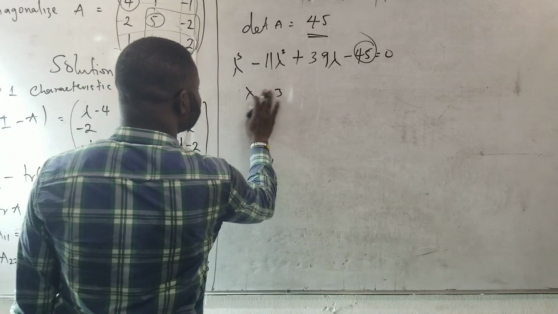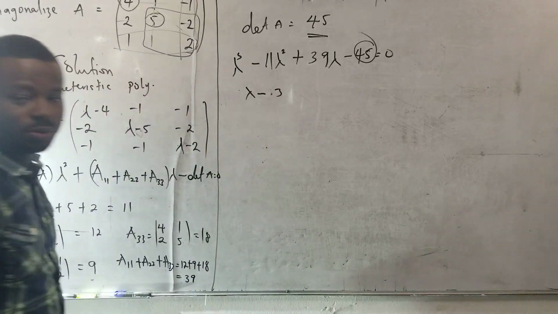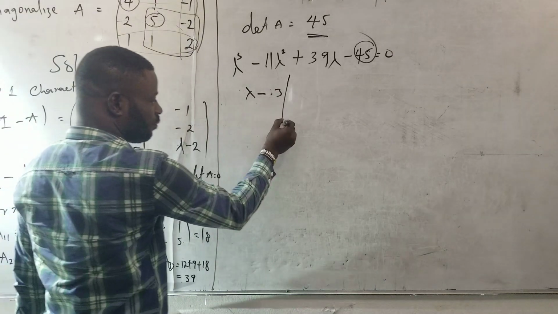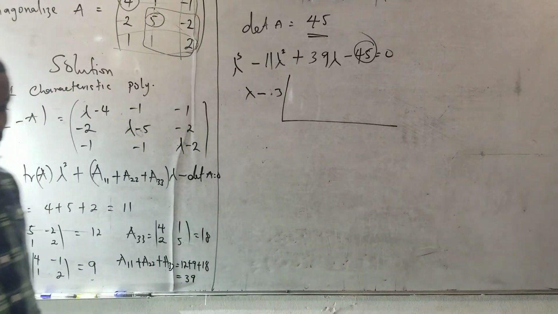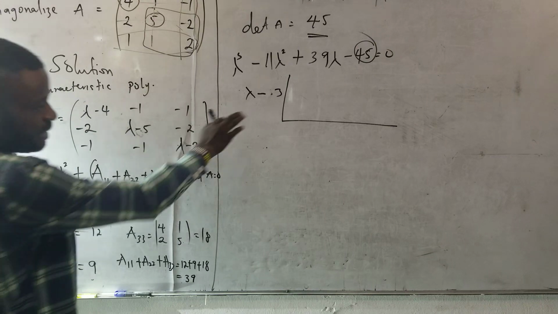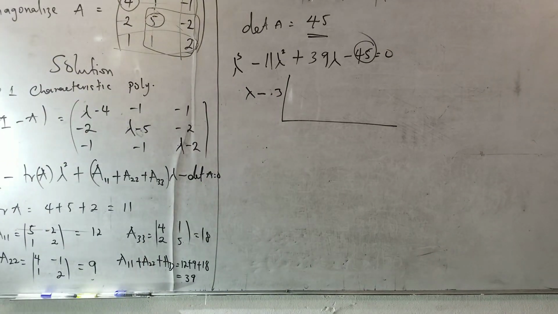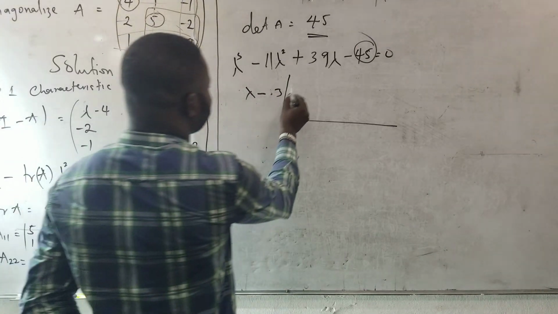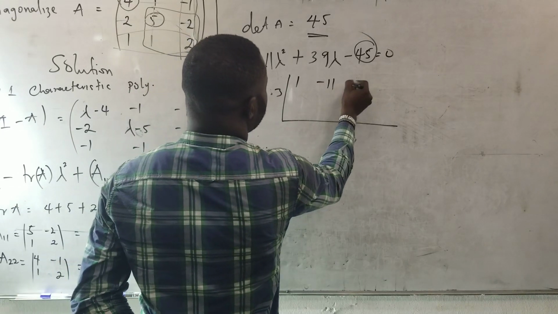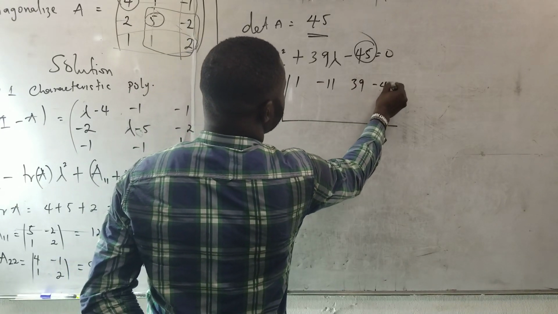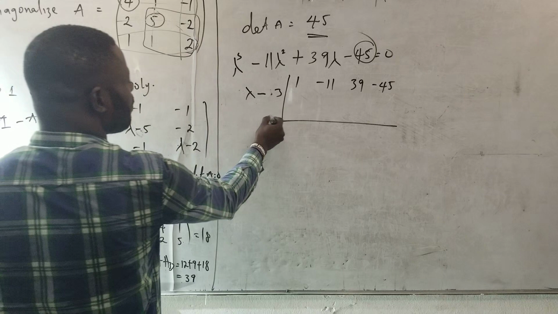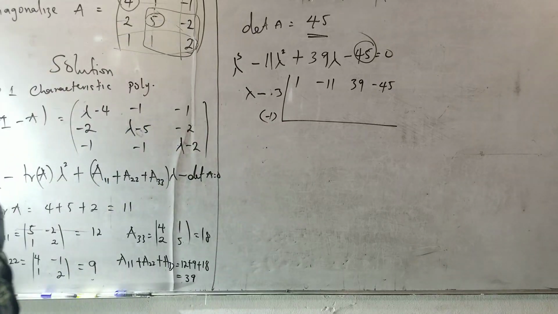Now, I can go by the synthetic method. Please, how do I go by my synthetic division? If you want to learn about the synthetic method, you can go to our platform. Now, it means 3 is one of the factors. Now, I can say 1, minus 11, 39, and minus 45. The first thing is I'm working with 3, which is the synthetic division.